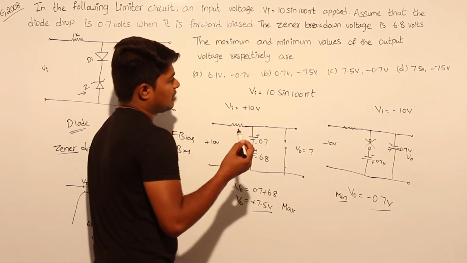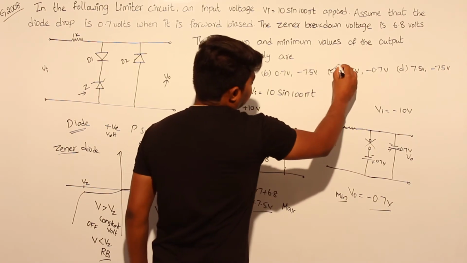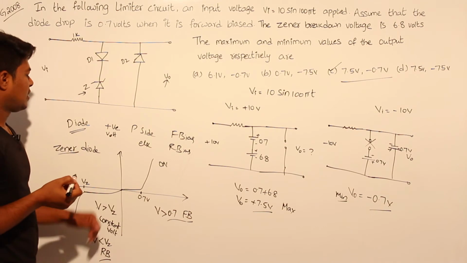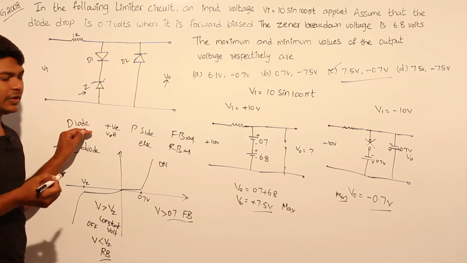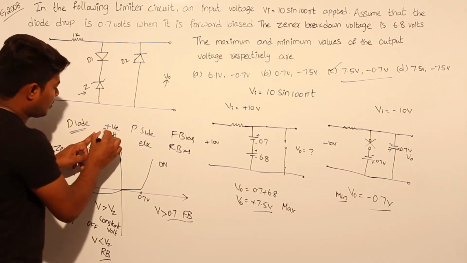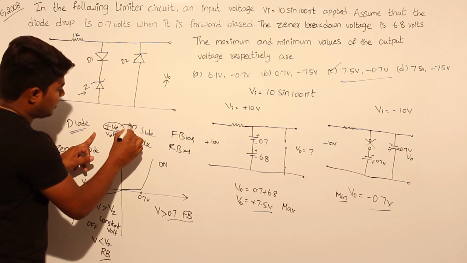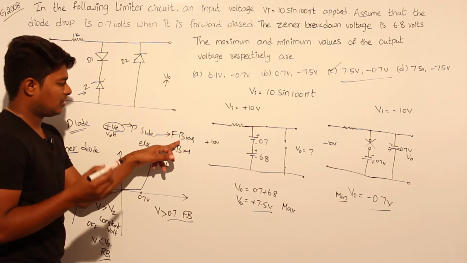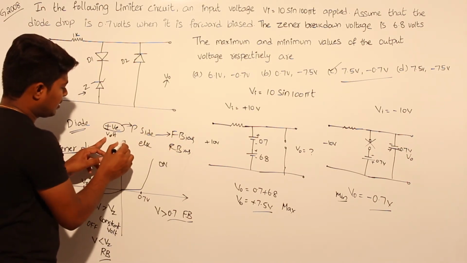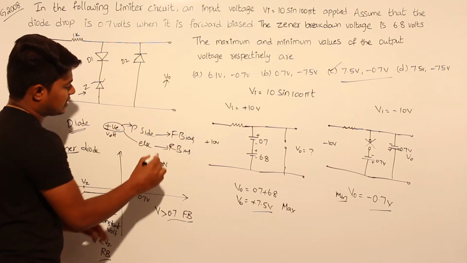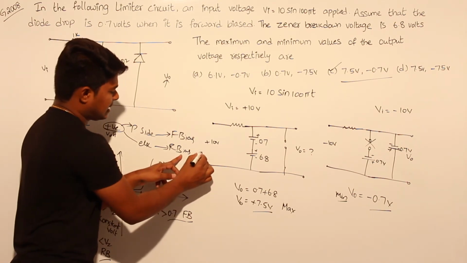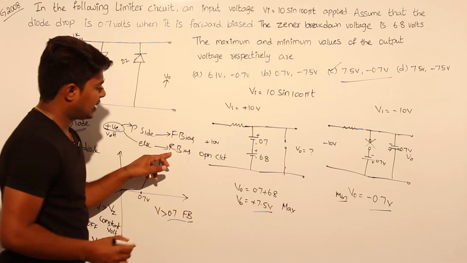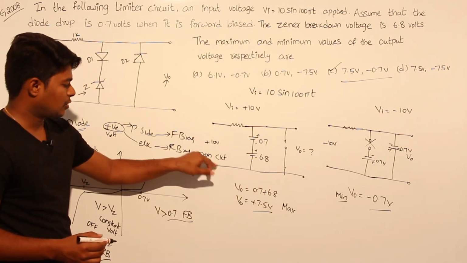Where is that plus 7.5 and minus 0.7? Option C is the correct answer. How we have solved this question is, first we should know the basic concept of the diode. Whenever positive voltage is applied to the P side, the diode is said to be in forward bias, otherwise it will be in reverse bias. Whenever the diode is in reverse bias, it acts as an open circuit.